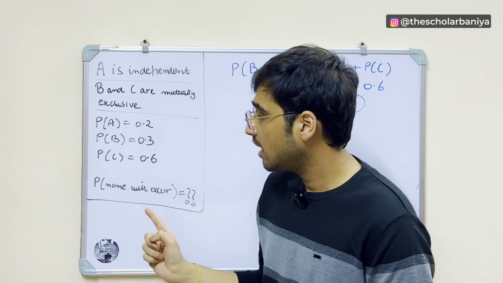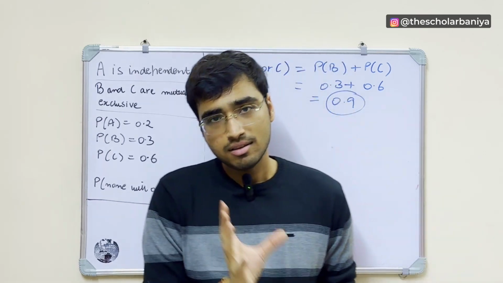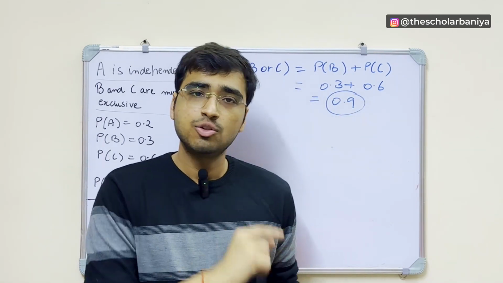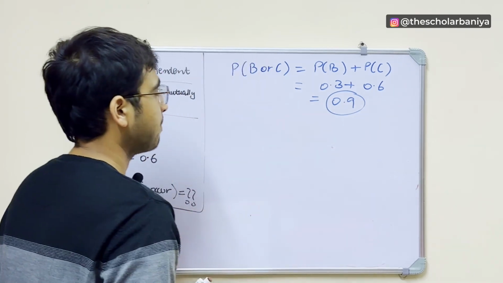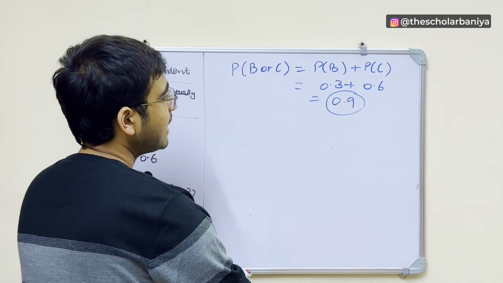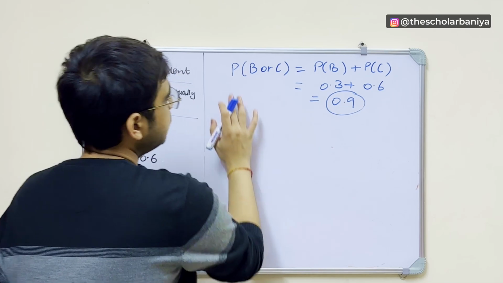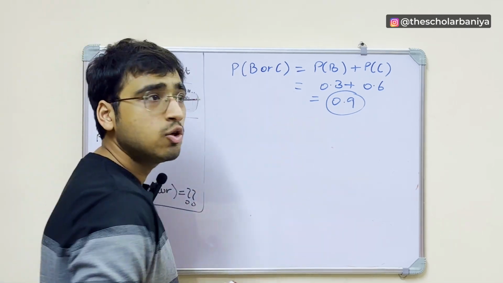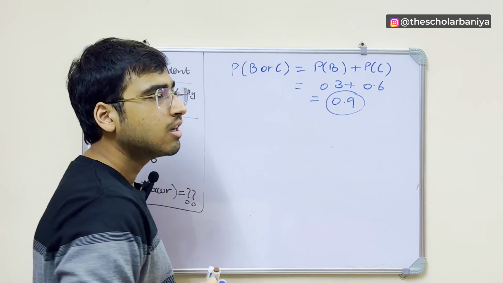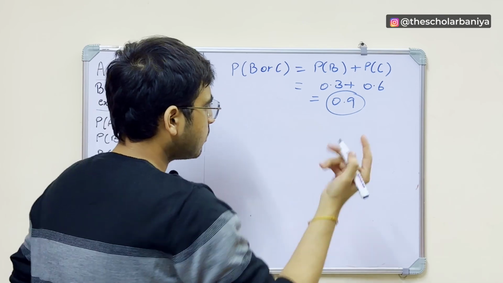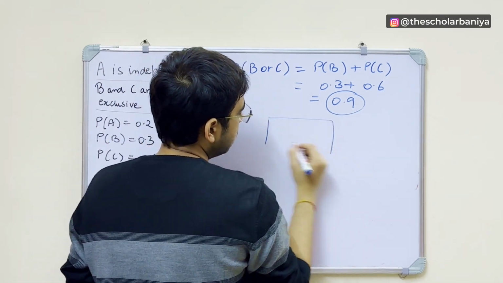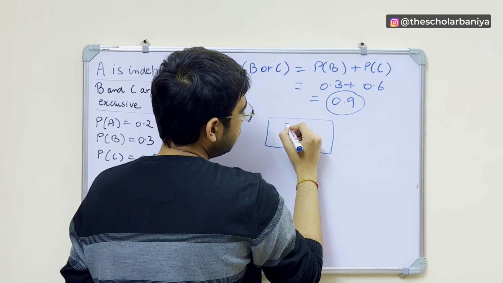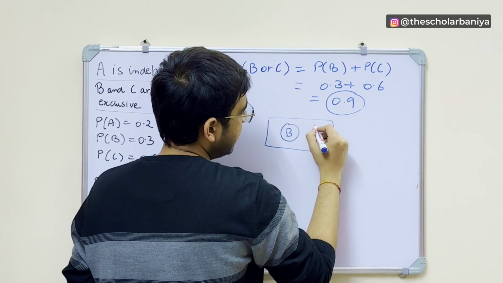In the question we are asked to find the probability that none will occur, right? So neither A nor B nor C, right? Okay. So tell me one thing, guys. The probability of B or C is 0.9. That means, if I were to draw a diagram just to explain to you guys, this is B, right? And this is C.